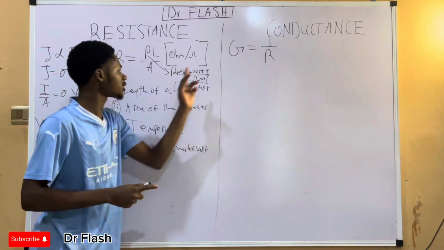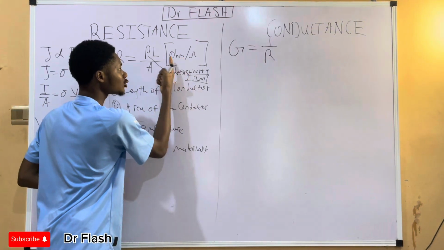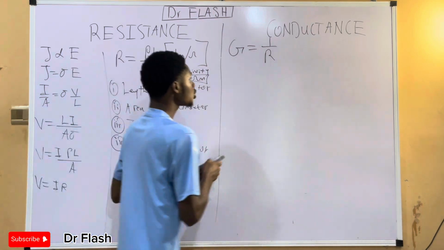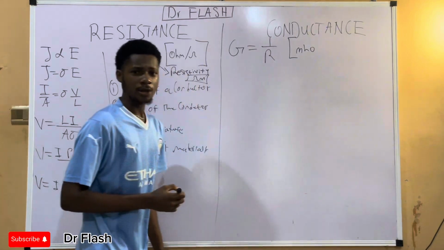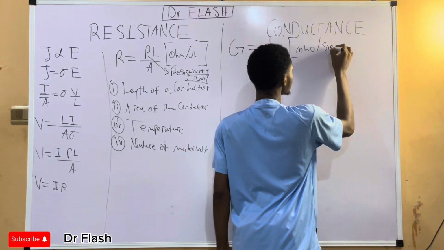Now what about the unit for conductance? Since the unit of resistance is ohm, the unit of conductance is the reverse. So instead of ohm, that becomes mho. So conductance is measured in what we call mho. Another unit for measuring conductance is Siemens.